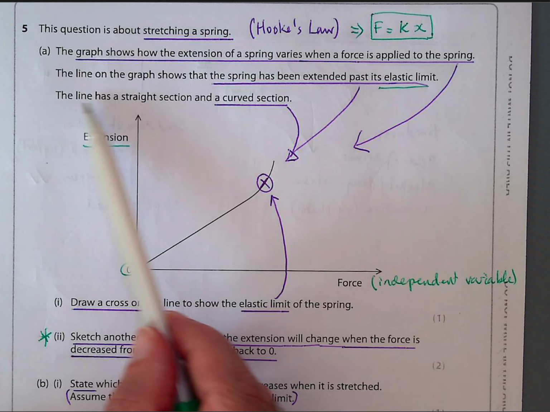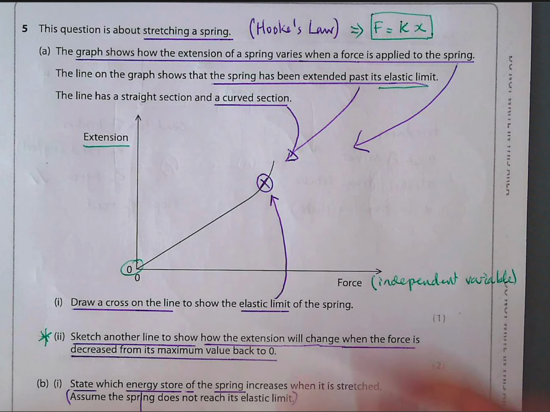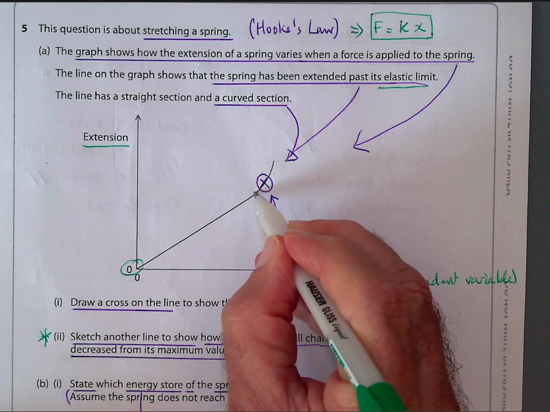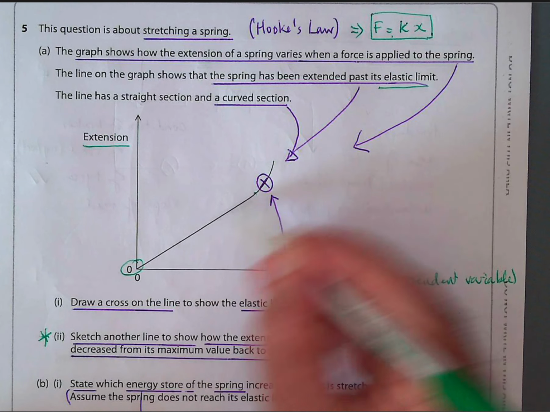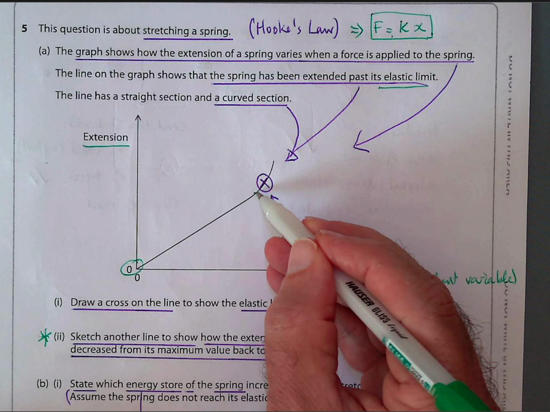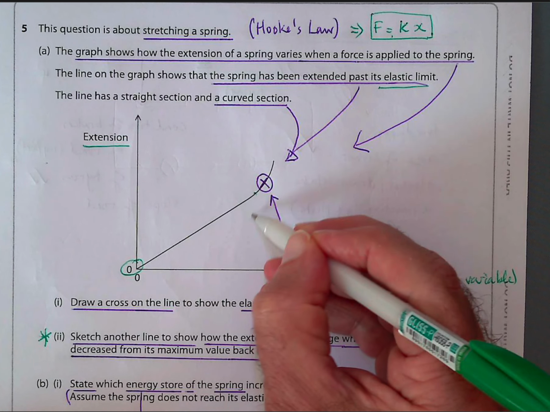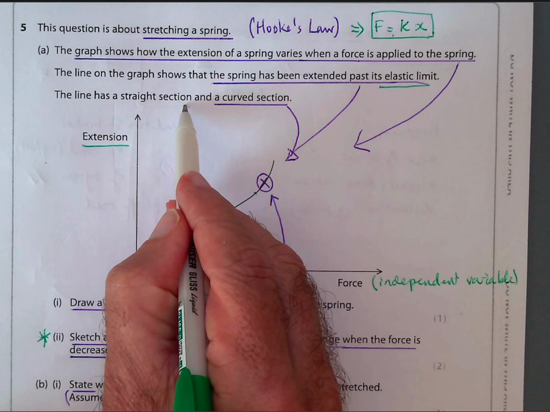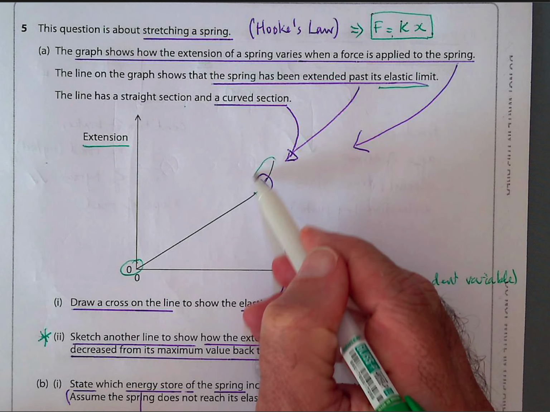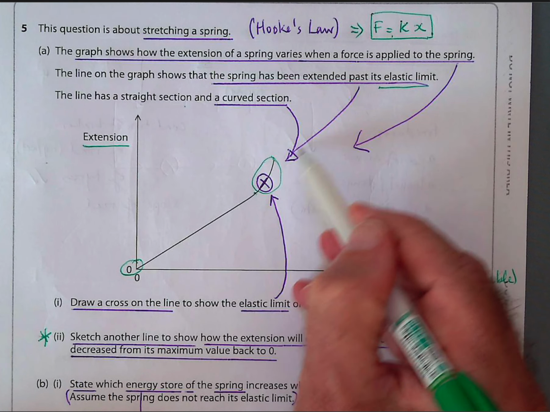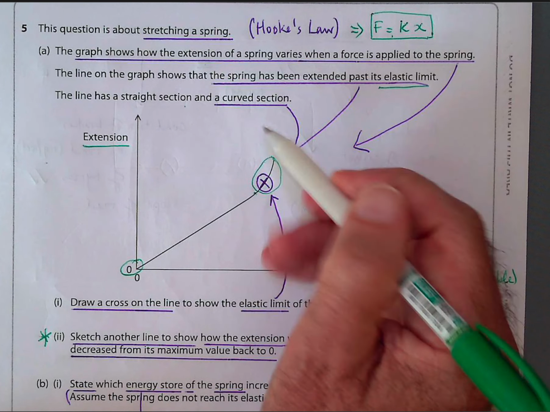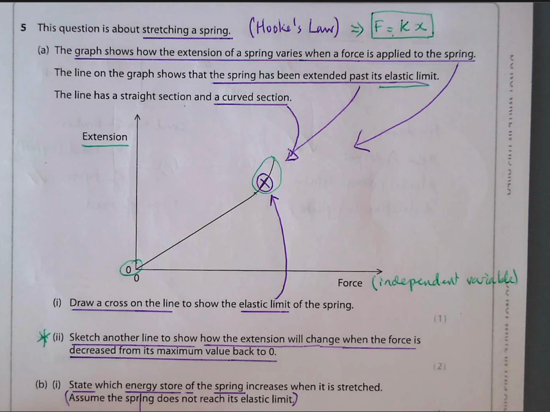So it says the line has a straight section. The straight section is up to here, yeah? And up to that point, Hooke's law applies because it's a straight line part of the graph. So Hooke's law only applies up to the straight line portion. It's got a straight line section and then a curved section. As you can see, this is the curved section here. So I've drawn, when it's gone past this elastic limit, it becomes curved. You should know that for when you revise.